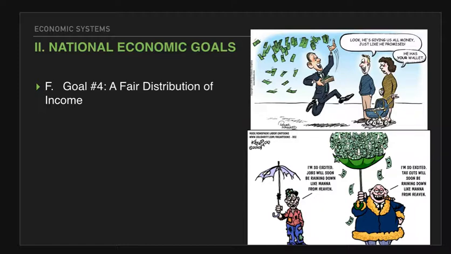Goal number 4. And this is our last one today. We want a fair distribution of income.